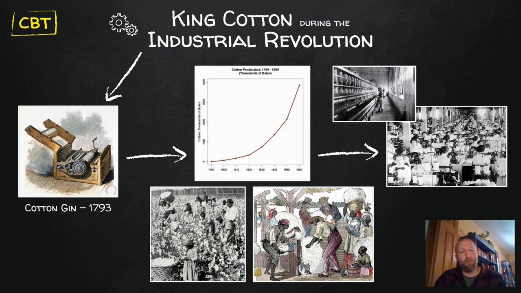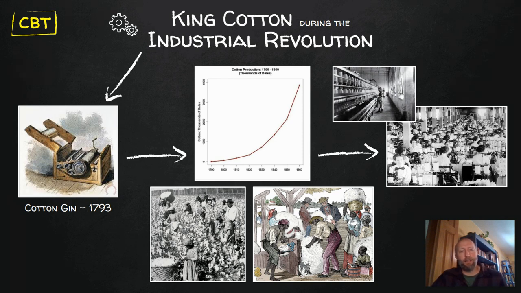And through the invention of the cotton gin in 1793, that allows slaves to clean cotton faster. They can go, let's say, 10 times faster. So if they could clean 1 pound of cotton an hour without the cotton gin, they can now do 10 pounds of cotton.